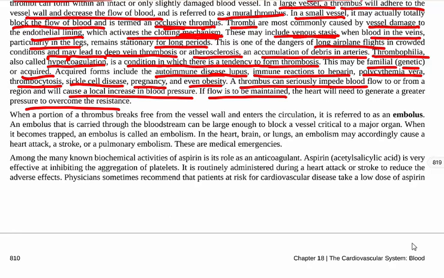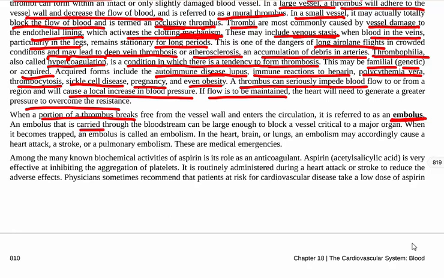So a portion of the thrombus breaks free from the vessel wall and enters circulation. It's referred to as an embolus. So we have an embolus when a portion of the thrombus or the whole thing breaks free from the vessel wall and goes into circulation. So it's going through the blood and then can be carried elsewhere.